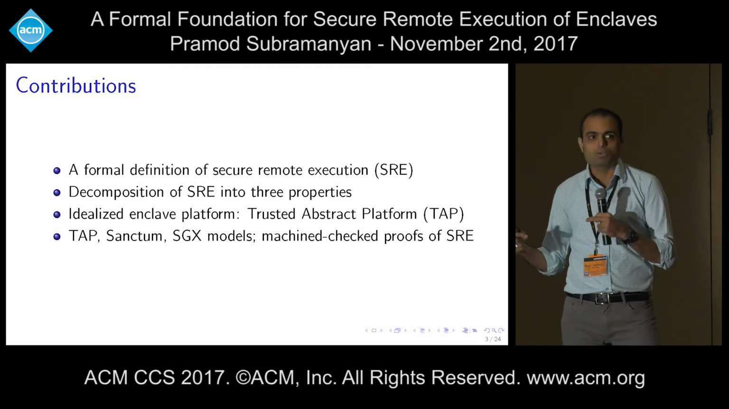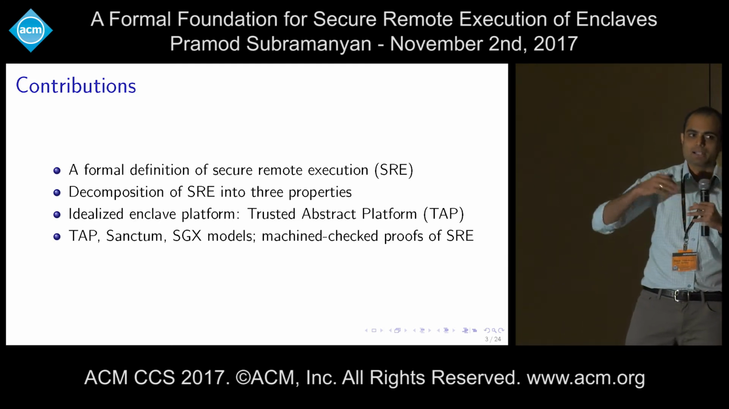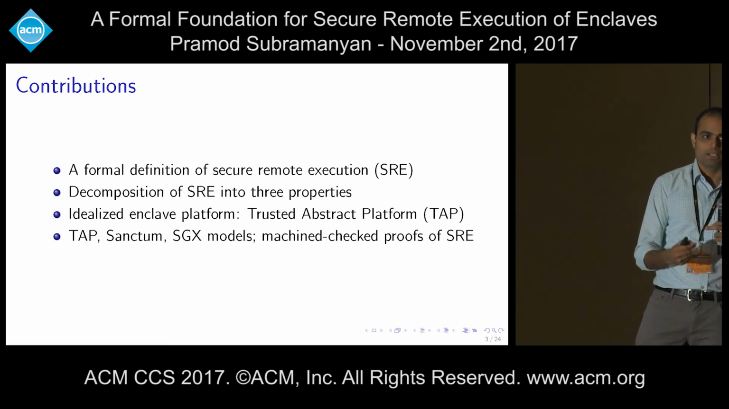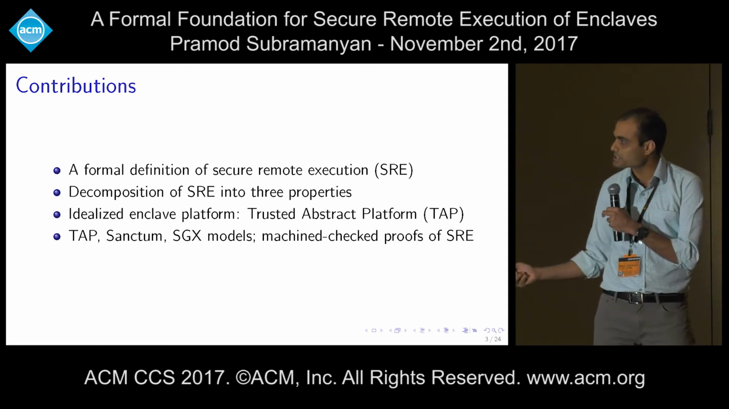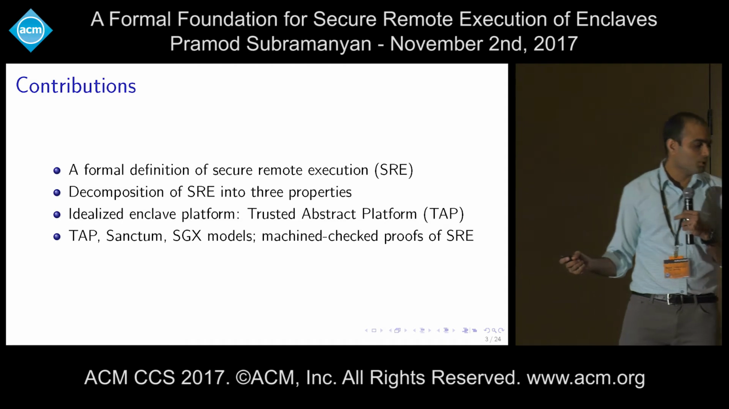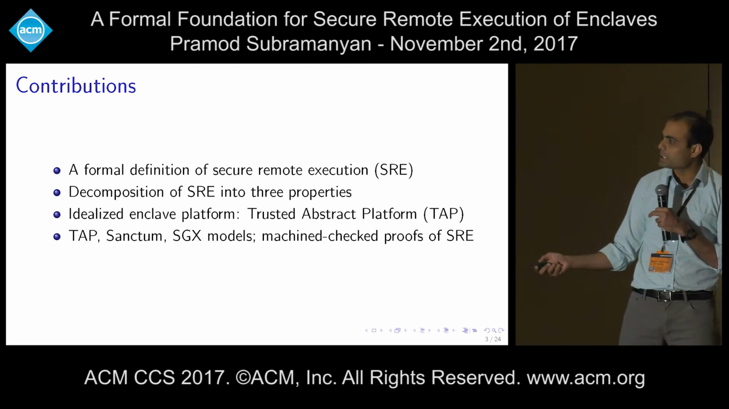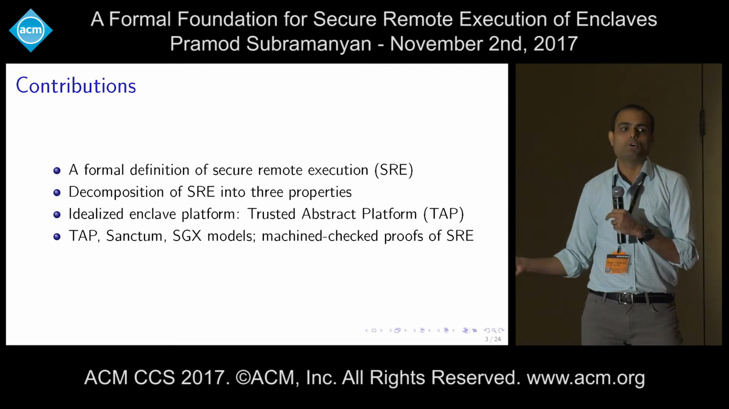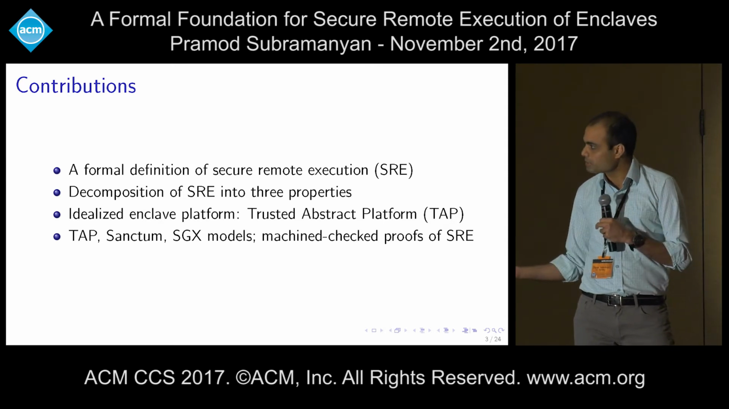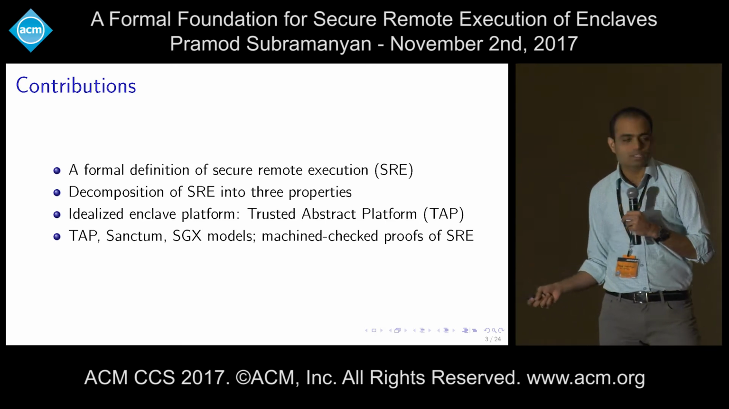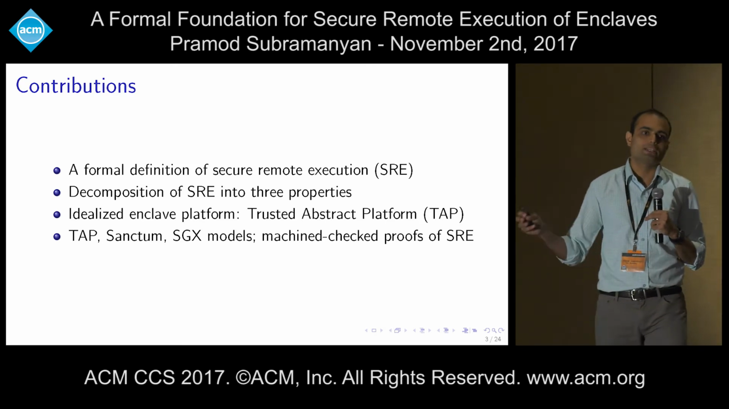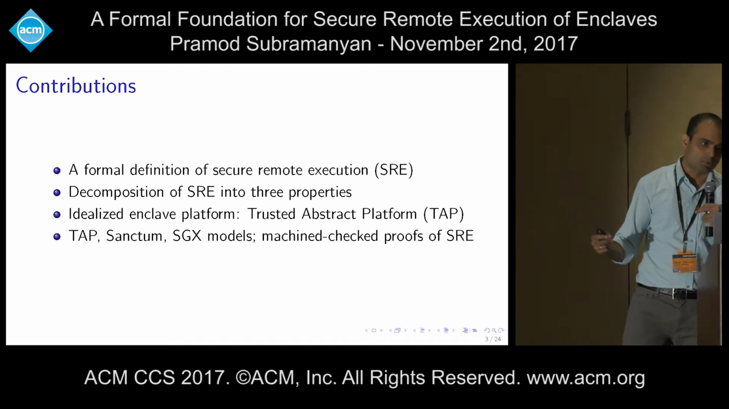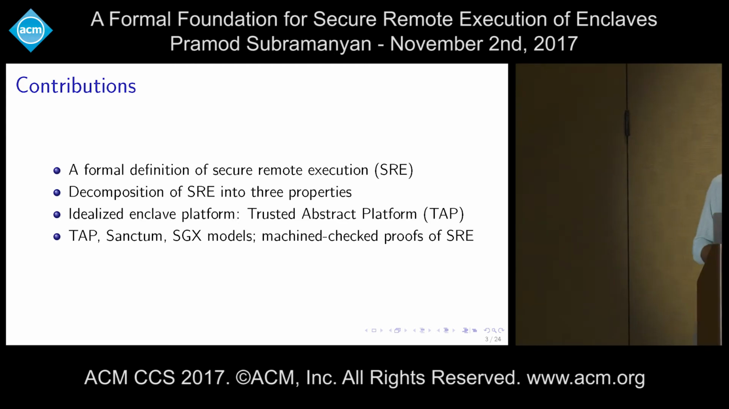And so we can think about what security guarantees we provide at this abstract level as opposed to getting caught up in the details of how SGX is implemented. And finally, we have formal models in the Boogie programming language for trusted abstract platforms, or TAP, as well as our models of two implementations of trusted platforms, which are MIT Sanctum and Intel SGX. And we have machine-checked proofs showing that our models of these platforms provide this notion of secure remote execution.